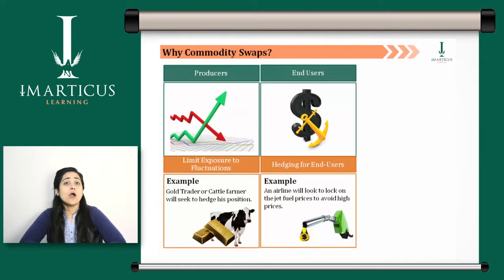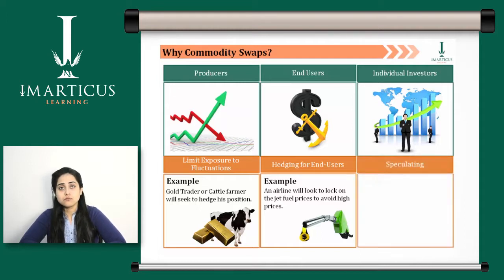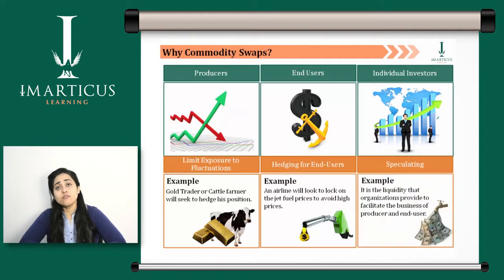Finally, you have speculators. Speculators are funds or individual investors who can either buy or sell commodities by participating in the global commodities market. Considering the example of jet fuel, many may argue that their involvement is fundamentally destabilizing. But it's the liquidity they provide in a normal market that facilitates the business of the producer and of the end user.